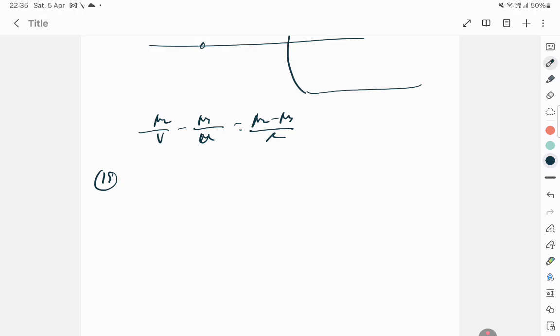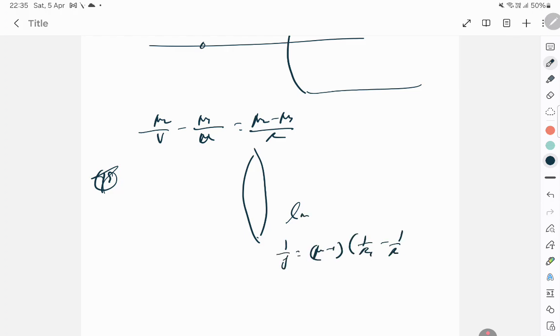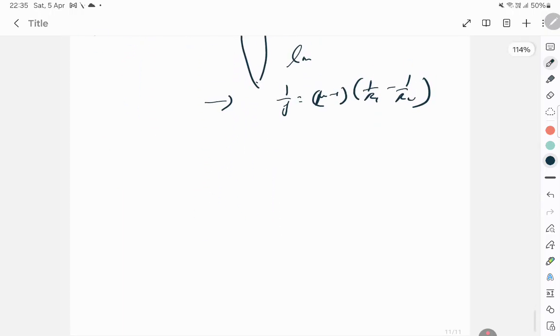Derive the lens maker's formula for a double convex lens. Continuing that and arriving at the lens formula where 1 by f is equal to mu minus 1 into 1 by r1 minus 1 by r2. This is just lens maker's formula, a continuation of the convex spherical refracting surface. Let's go to the next question.